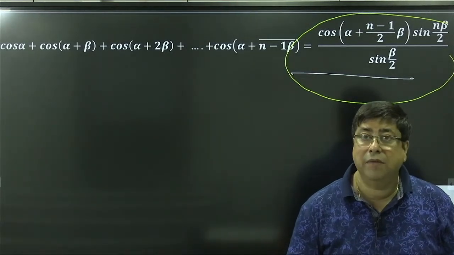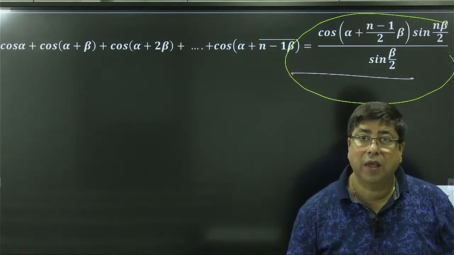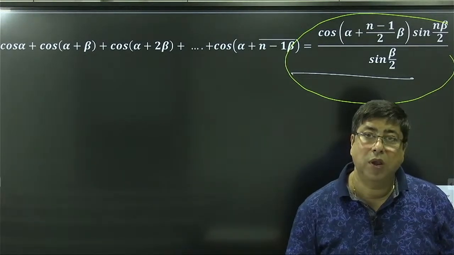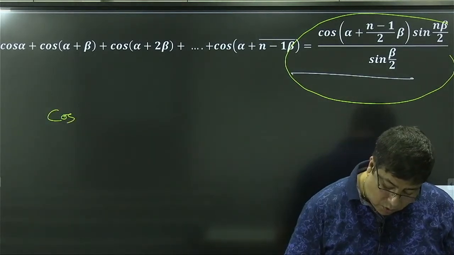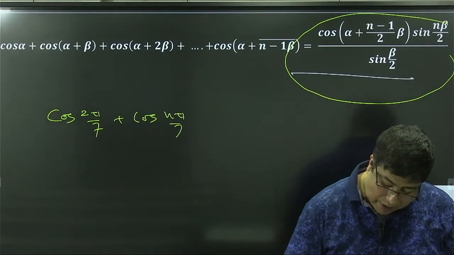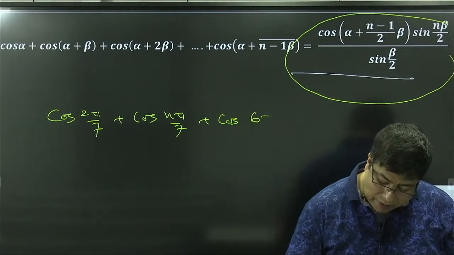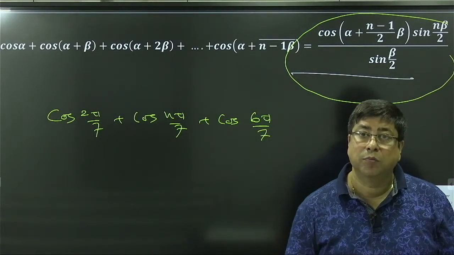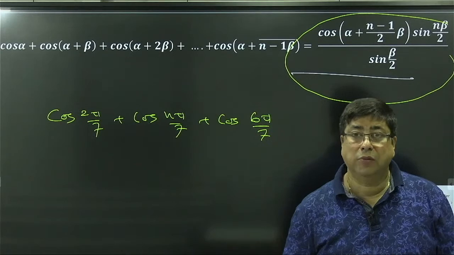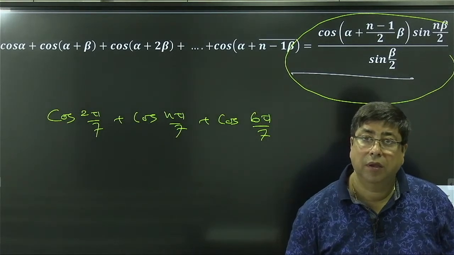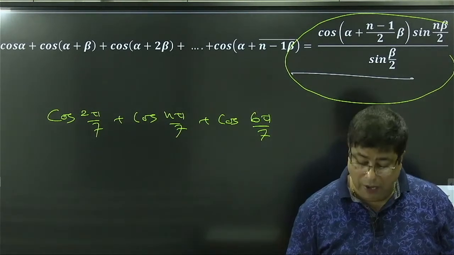And this time in the JEE examination, one sum I can remember, which came in the 24th June session: cos 2 pi by 7 plus cos 4 pi by 7 plus cos 6 pi by 7. It is based on the cos series. I have solved this, and you will find it in my YouTube playlist.